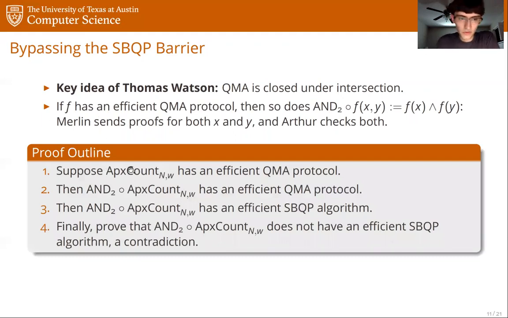So suppose for a contradiction that approximate counting has an efficient QMA protocol. By the reasoning here, the AND of two copies of approximate counting has an efficient QMA protocol. By the reasoning on the previous slide involving the Marriott-Watrous amplification, the AND of two copies of approximate counting has an efficient SBQP algorithm. So if we can show that the AND of two copies of approximate counting does not have an efficient SBQP algorithm, then we will have a contradiction. So this last step is what we're going to prove. There's no efficient SBQP algorithm for AND of approximate counting.